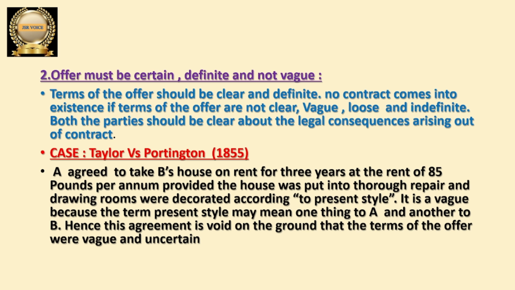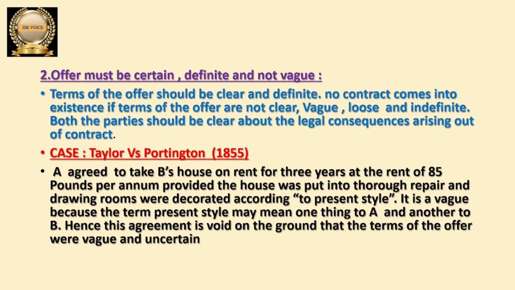And next, here we have a case law, that is Taylor versus Portington. This case actually took place in the year 1855. Let us discuss what the case is. A is one person who agreed to take B's house on rent, on a rental basis. So A is a tenant, B is the owner of the house. For 3 years he agreed to take the house for rent at £85 per annum, provided the house was put into thorough repair.